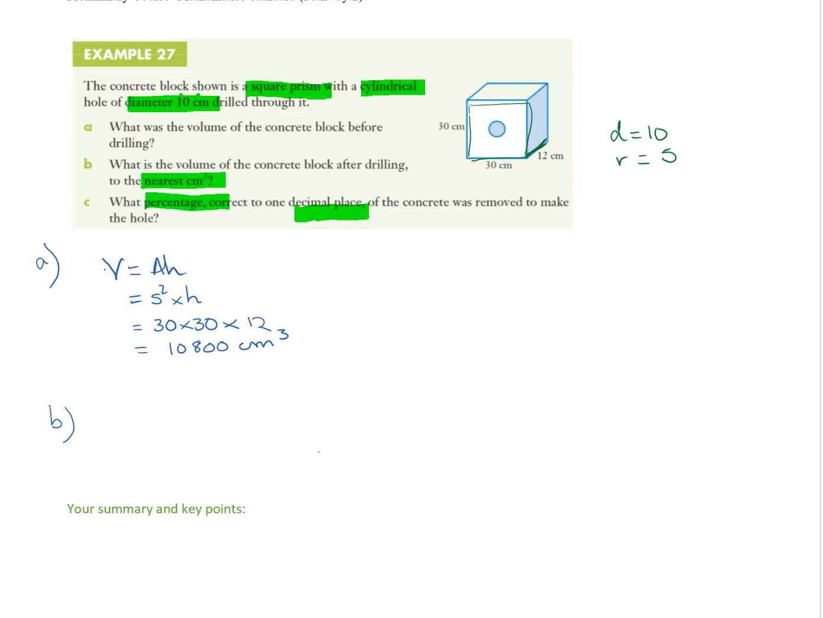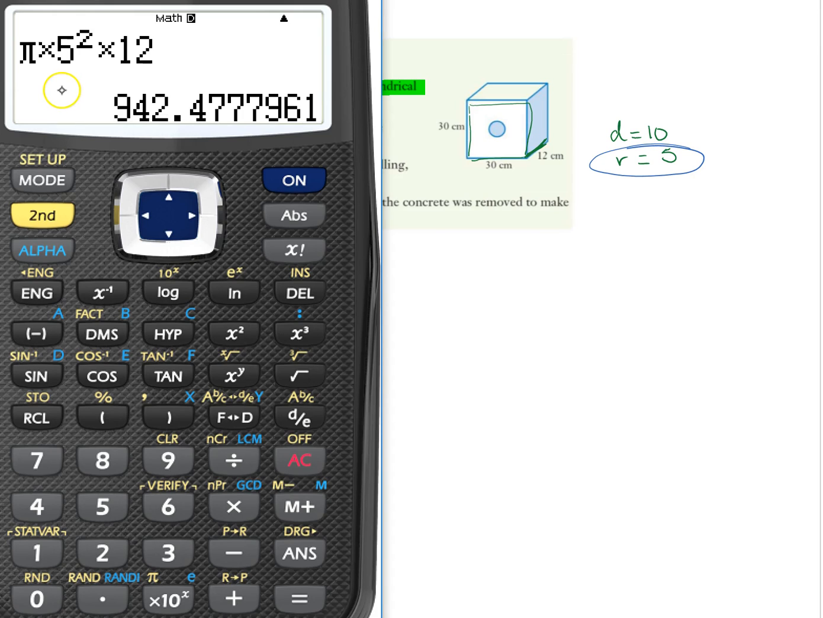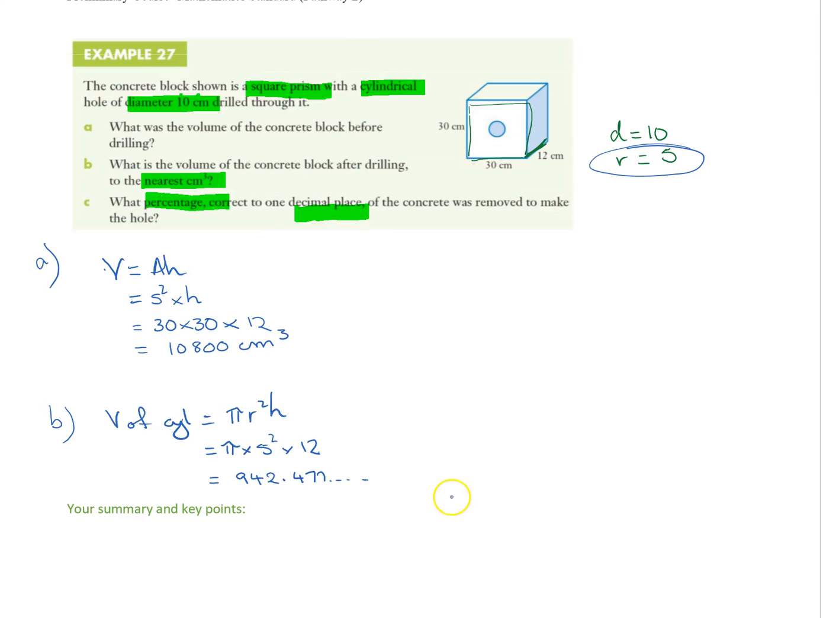B wants the volume of the concrete block after the drilling to the nearest centimetre cubed. So we know that a cylinder is being taken out of the middle. Let's work out the volume of the cylinder. The volume of a cylinder is pi r squared h. We've got pi times the radius here. We've noted the radius is 5, and the height of this would be 12. The cylinder would run for 12 centimetres through. Now, having a look at the calculator, pi times 5 squared times 12 is 942.47. It does say to the nearest centimetre cubed, and remember this is only the volume of the cylinder, the amount that's been taken out.